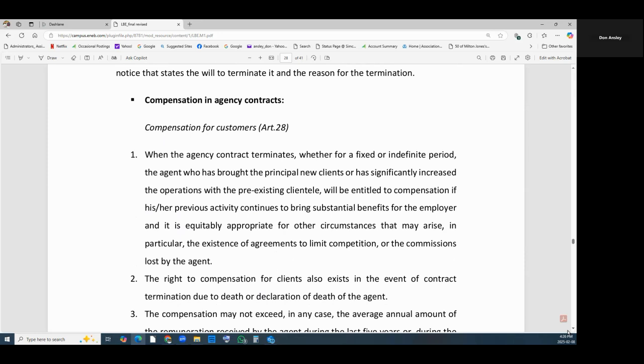Compensation in agency contracts. Well, compensation for customers. When the agency contract terminates, whether for a fixed or indefinite period, the agent who has brought the principal new clients or has significantly increased the operations with the existing clientele will be entitled to compensation if his or her previous activity continues to be substantially of benefit to the employer and it is equitably appropriate given other circumstances that may arise, in particular the existence of agreements to limit competition or the commissions lost by the agent.